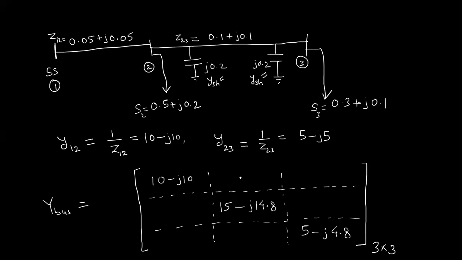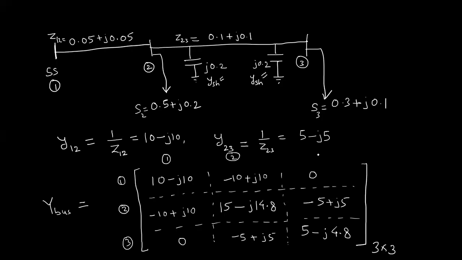In the off-diagonal entries, Y12 is the negative of the admittance, so that is minus 10 plus j10. Since it is a symmetric matrix, it is minus 10 plus j10 here also. Now 1,3 has no direct connection, so that entry will be 0, and 3,1 is also 0. Now 2,3 is minus 5 plus j5, and similarly at the 3,2 position, minus 5 plus j5. So here we have constructed the Y bus matrix. The first row corresponds to bus 1, the second row to bus 2, the third row to bus 3. Similarly, the columns correspond to respective buses.